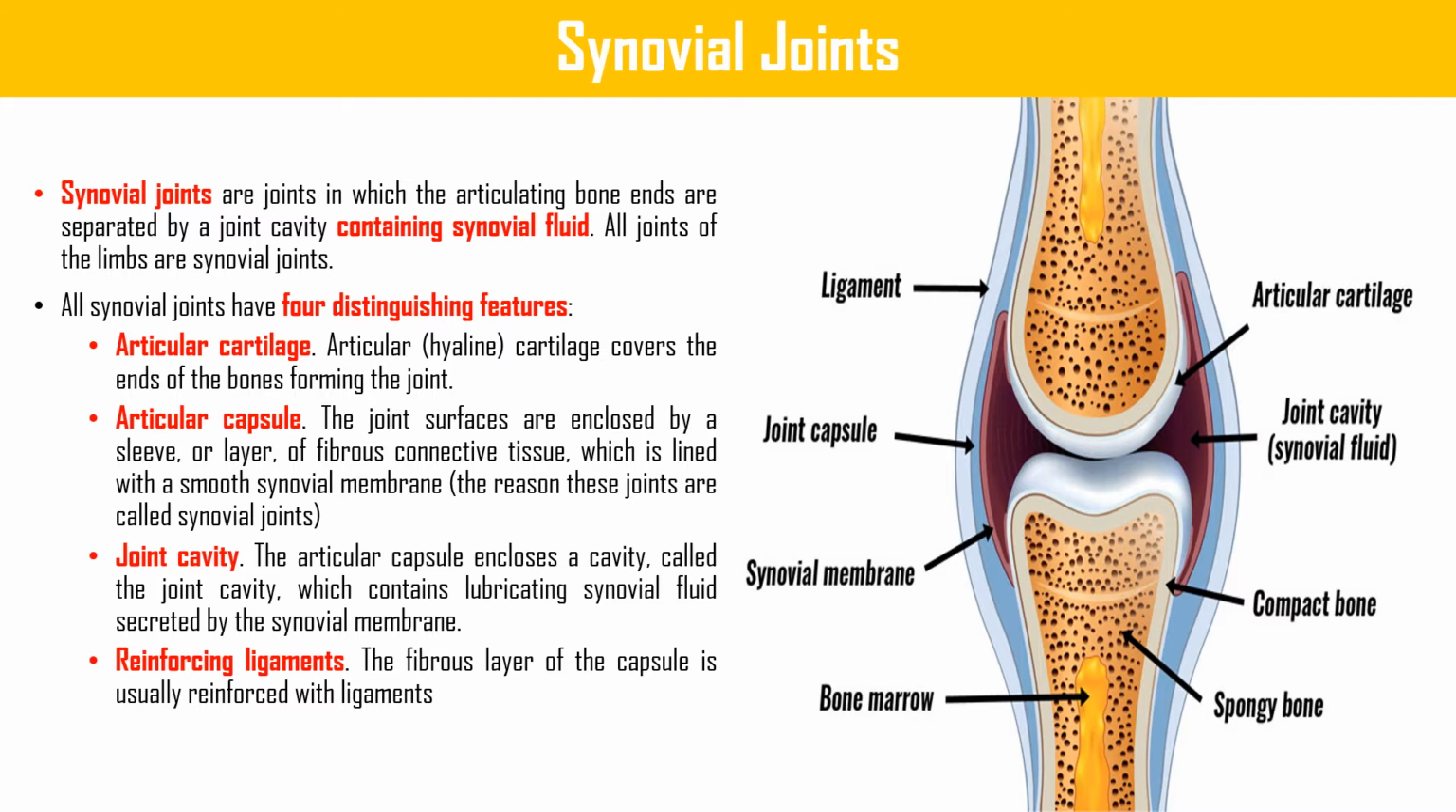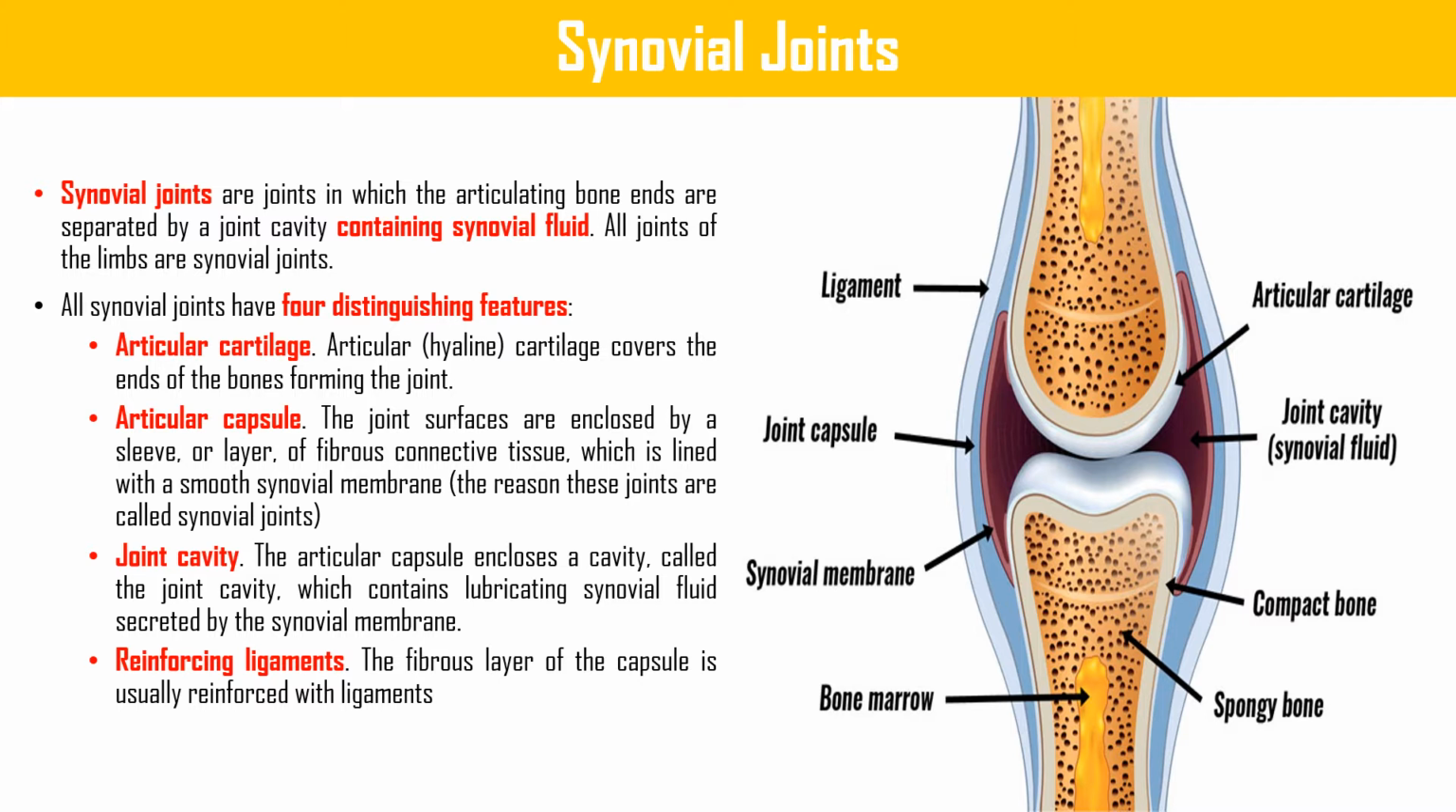Articular cartilage. Articular or hyaline cartilage covers the ends of the bones forming the joint. Articular capsule. The joint surfaces are enclosed by a sleeve or a layer of fibrous connective tissue, which is lined with a smooth synovial membrane. This is the reason these joints are called synovial joints.